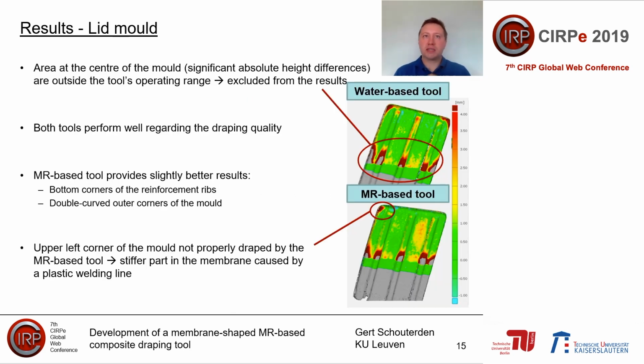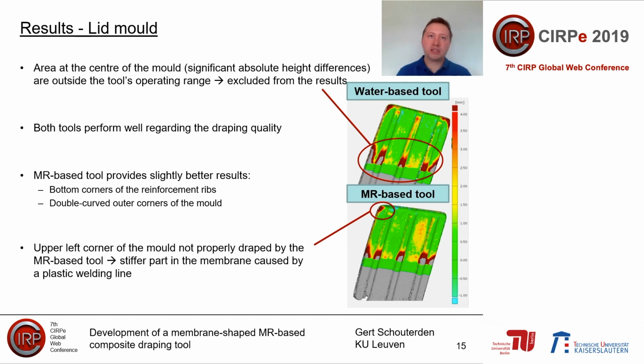First mold that we tested is the lid mold. Here we'll see an NDP mold with some stiffener ribs inside of it. First remark that I need to make, the red areas, so the problem areas in the middle of the mold, you can just ignore. These were parts of the fibers that were outside of the working area of the tool. When you look at the rest of the draped area, you can say both tools performed quite well.